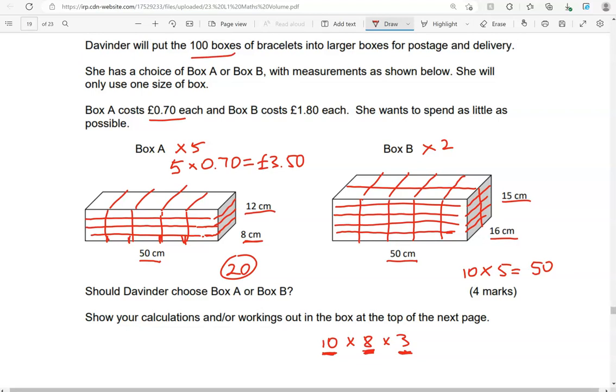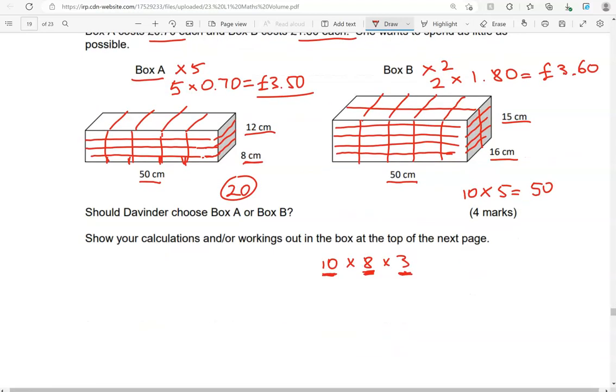Each of these boxes costs £1.80, so we'll do 2 times £1.80, which is £3.60. £3.50 is cheaper than £3.60, as she wants to spend as little as possible, so we're going to choose box A, and we've shown why.